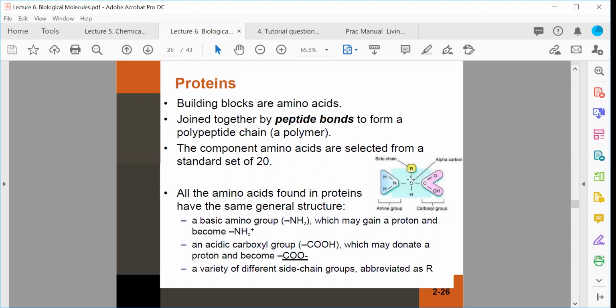Here's the remaining covalent bond from that alpha carbon, and that is bonded to something different depending on which amino acid we're looking at from that standard set of 20. So this is where they all vary. They all vary at this point, and this is called a side chain group or simply an R group. So once again, all amino acids have this exact structure, but they differ here at this side chain or R group.